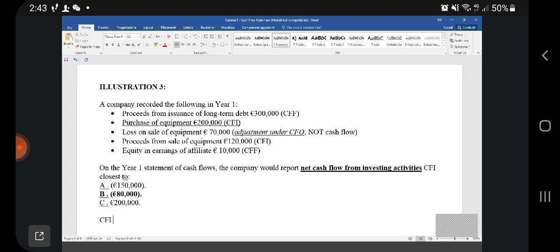Cash flows from investing activity are equal to cash inflows from sale of PPE minus cash outflows from purchase of PPE. That is equal to 120,000 euro less 200,000, equal to minus 80,000. Okay?